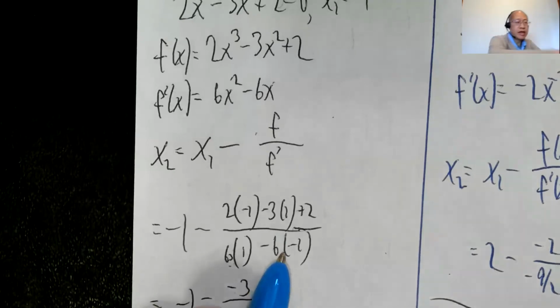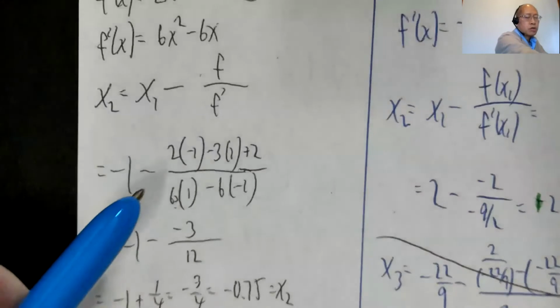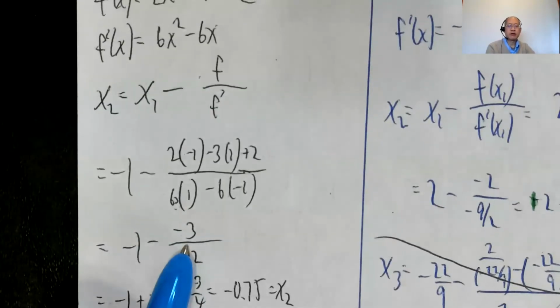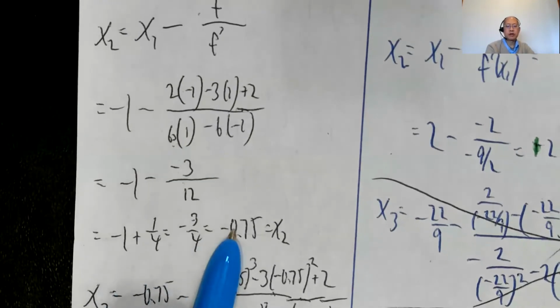Okay, now if you have the answer button, you can do the shortcut that I showed you before. But if you do not have the shortcut, that's okay. You can still do it. It's a little bit more cumbersome. It's negative 1 minus negative 3 over 12. It's negative 1 plus 1/4, negative 3/4, or negative 0.75.